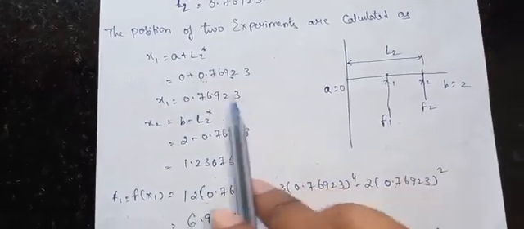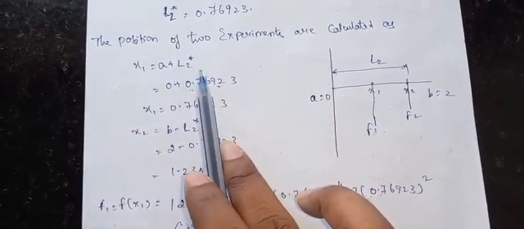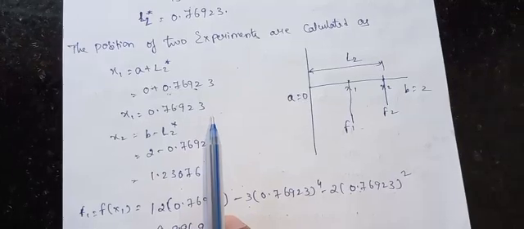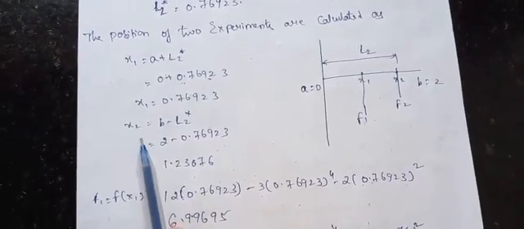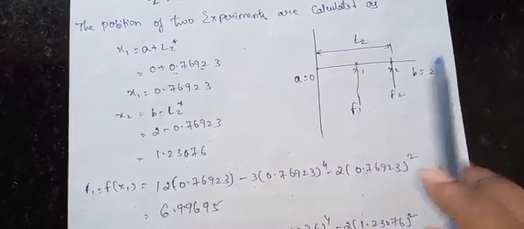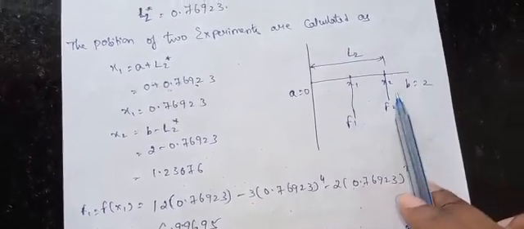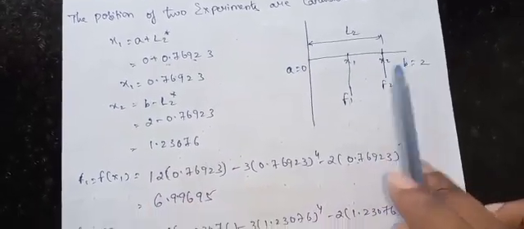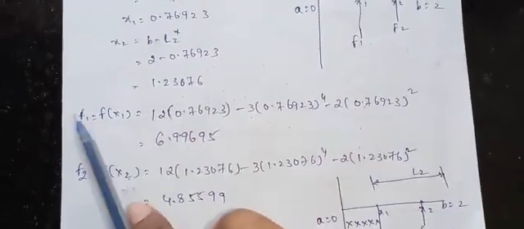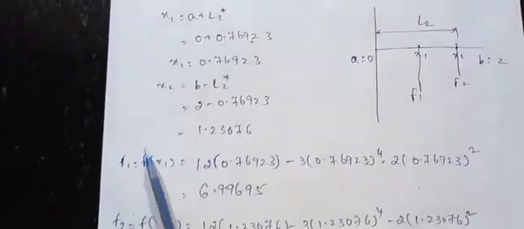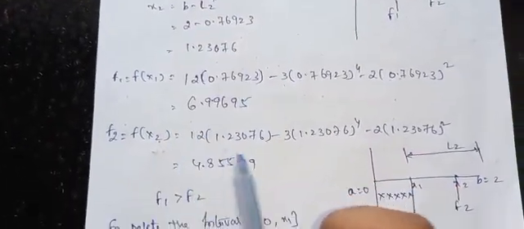Initially we take x1 and x2. The x1 formula is x1 = a + L2 star. We have already calculated the L2 star value, and the x1 value is obtained here. And x2 is b minus L2 star, so calculate the x2 value. On the graph, based upon the values I have obtained, we plotted x1 and x2. Then substitute the x1 value in the given function to get f1, and likewise f2.